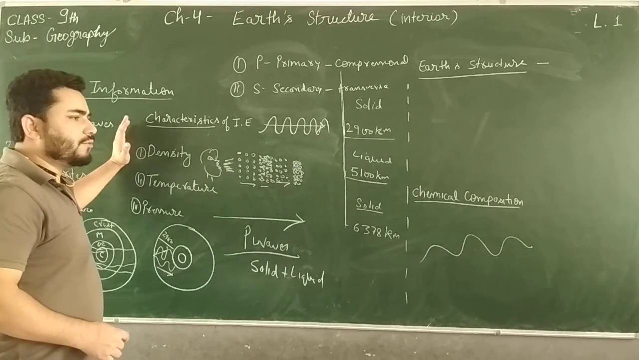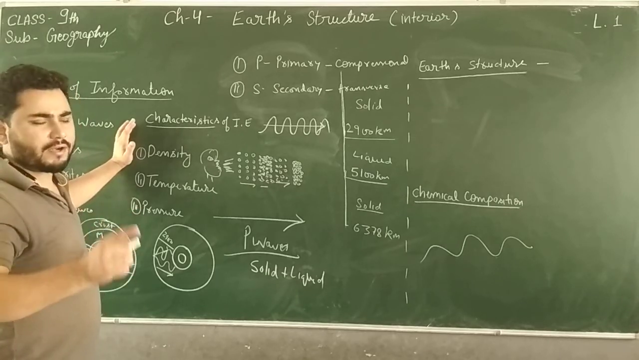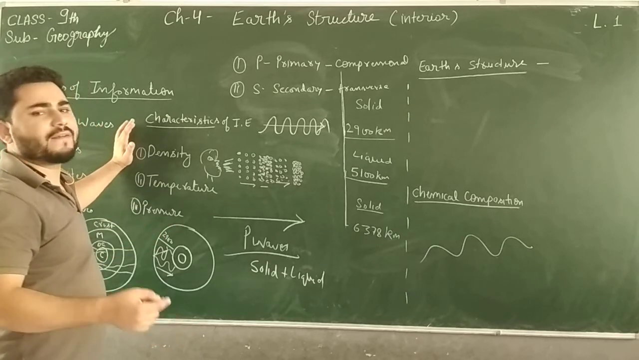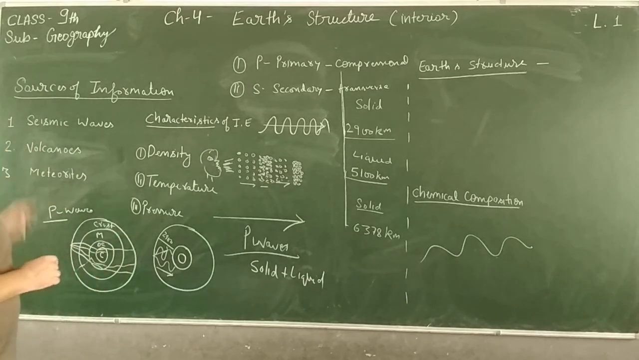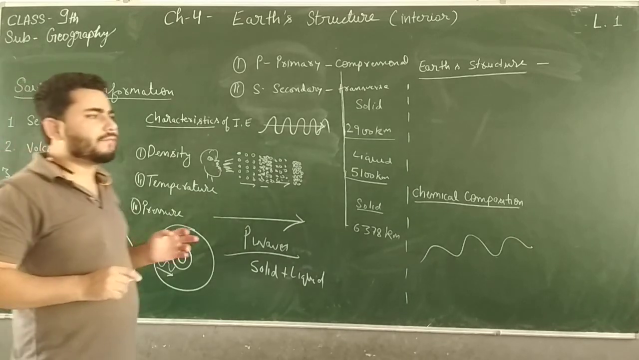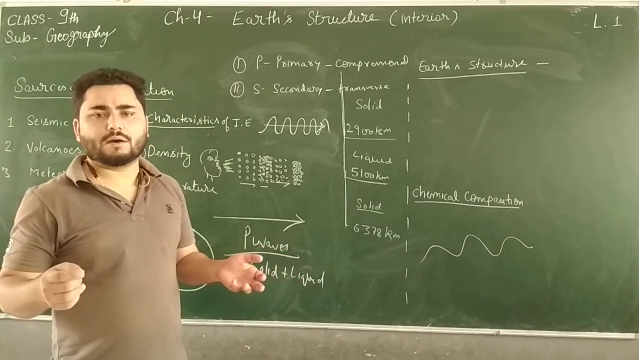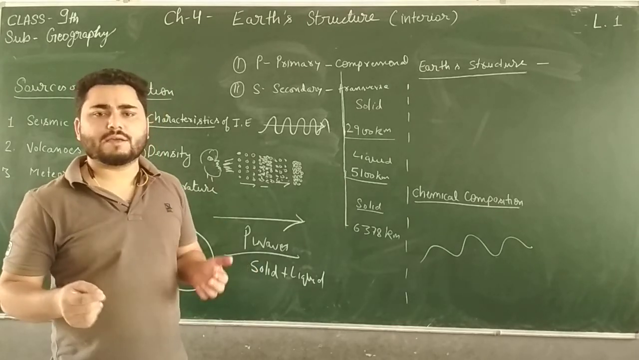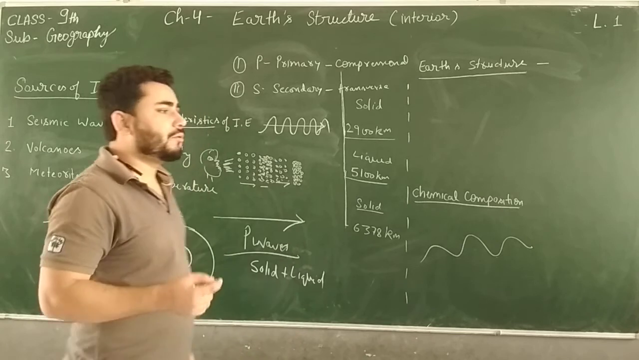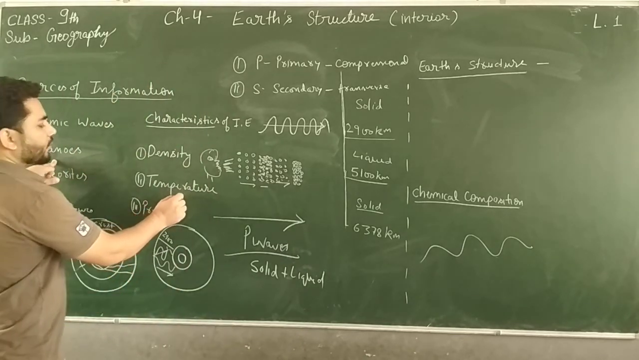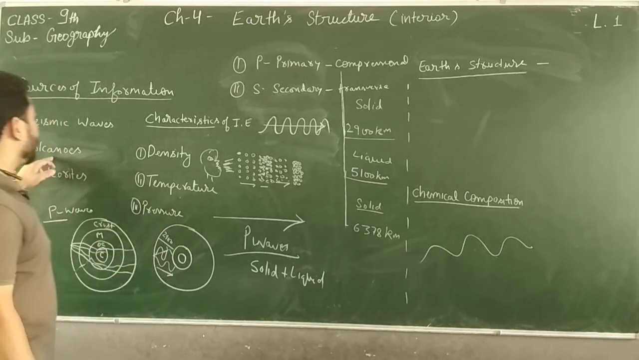So what we are trying to know is how the earth is from inside. We have come to know one thing, that up to 2900 kilometer earth is solid, and after that it behaves like a liquid. Those two things we have come to know from seismic waves. Then second thing, volcano. When a volcano erupts, molten rock comes out, which is called lava. This lava is very hot, the temperature is around 2000 degrees Celsius. So we can come to know that the temperature of earth is very high from inside. That we are coming to know from volcano.